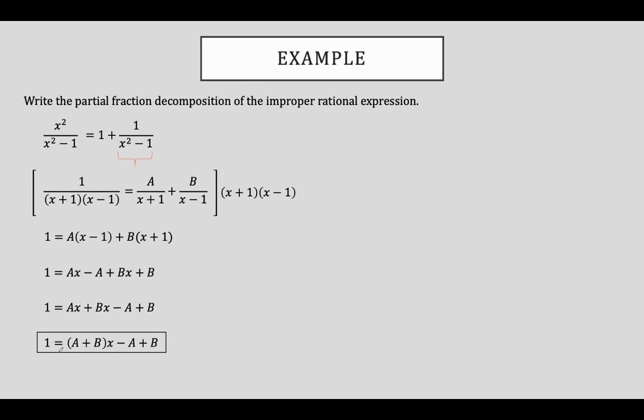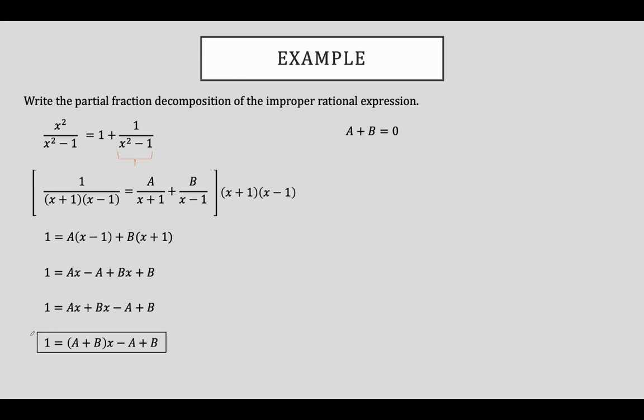In order for this to be an equation, I have to have no x values on the right. I have to have 0x. Well, in order to have 0x, that means the constants a plus b must equal 0. A plus b is equal to 0.